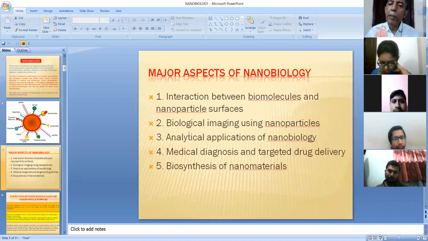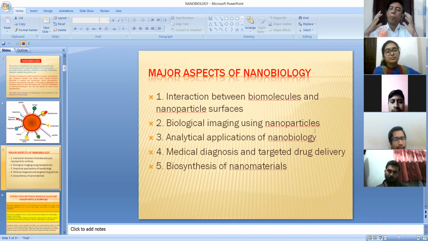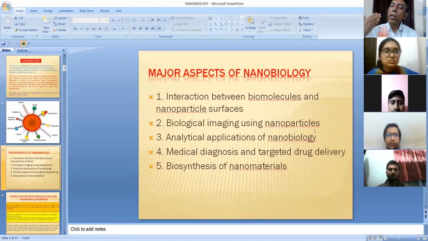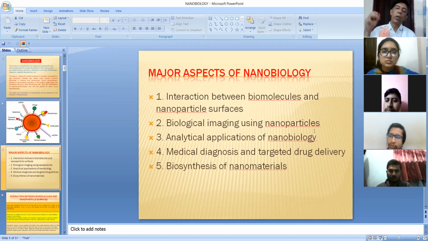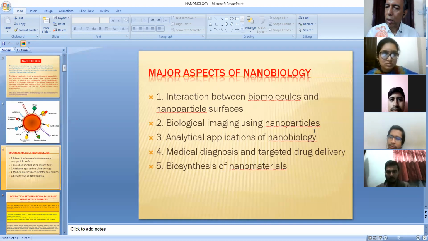Then biological imaging using nanoparticles. You can image a biological object. You can see a biological object by using nanoparticle. Say, for example, you want to see the size of a tumor in your body. You can see it by means of nanoparticle. So this is one of the aspects of nanobiology.